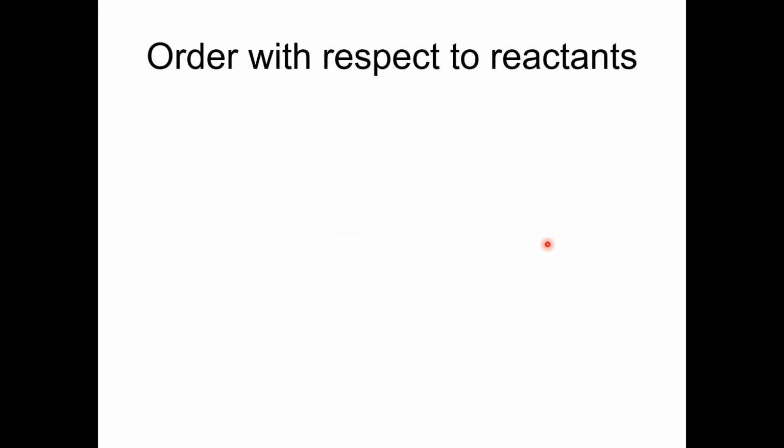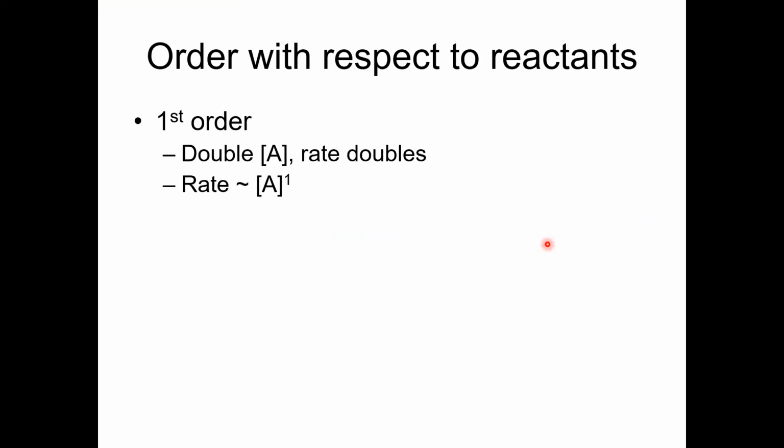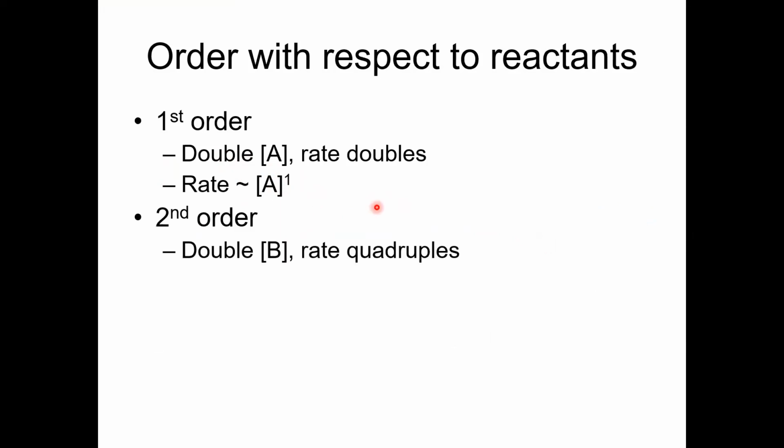All right, so in summary, for a first order reaction, if I double A, the rate is going to double. The rate is approximately proportional to the concentration. Whatever the concentration does, the rate does the same thing. Okay, so same is first order. For a second order, if I double the concentration, so here let me say B, that was our nitrogen monoxide, the rate is going to quadruple.